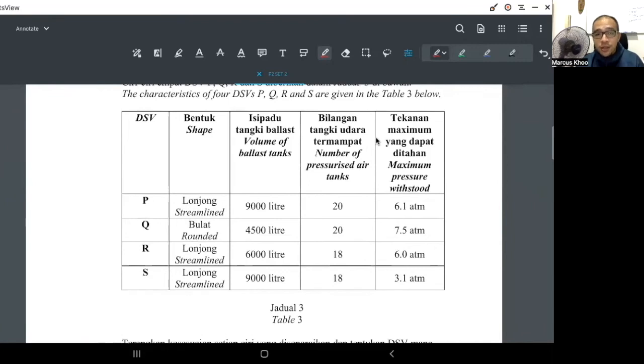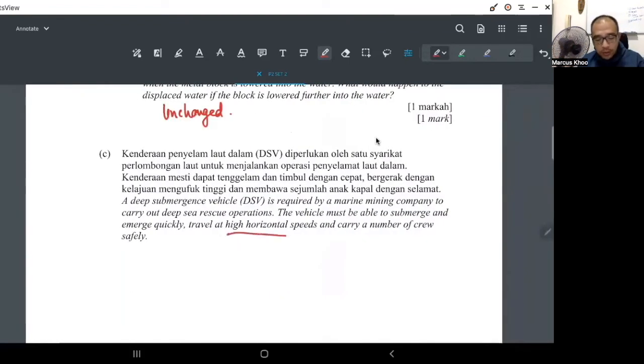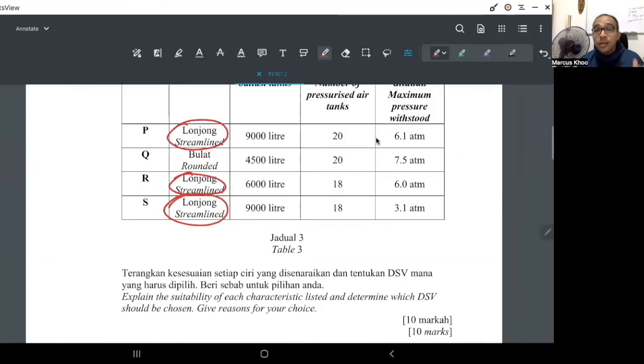So the shape, you want a round submarine or you want a streamlined one? The reason we need it to be streamlined, apart from the fact that there are three choices for streamline, is because we want to travel at high horizontal speeds. Usually if the answer is streamlined, the reason would be to decrease water resistance, or to overcome water resistance, so that you can travel at higher horizontal speeds.